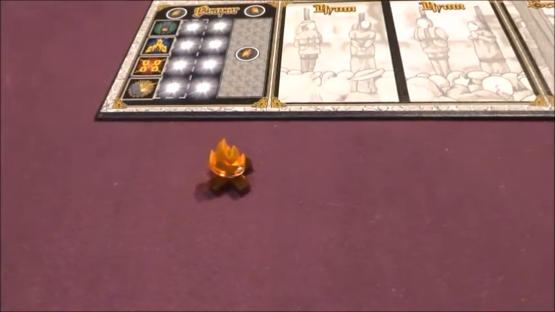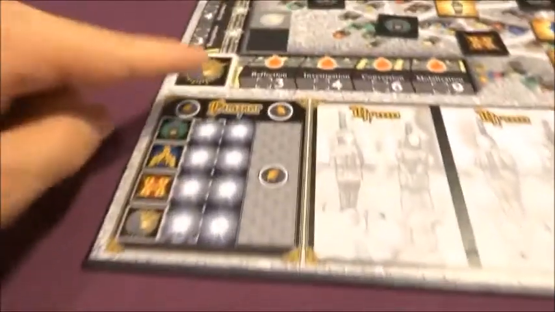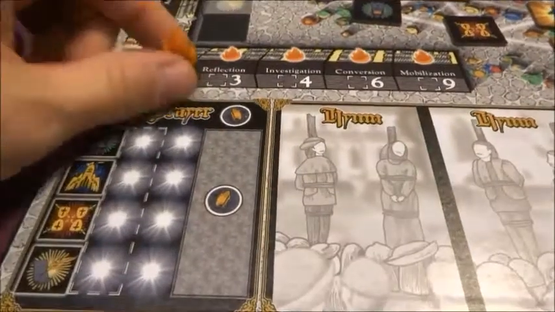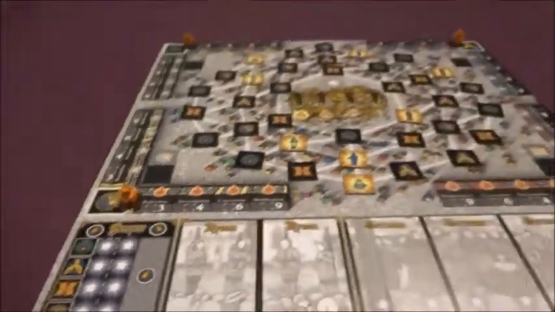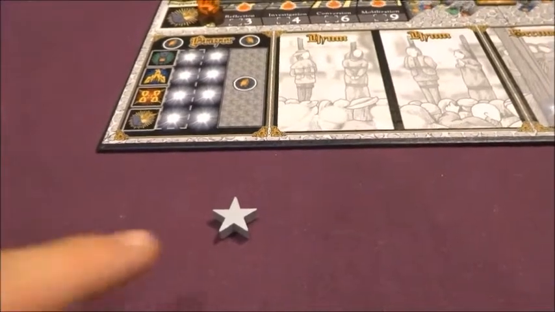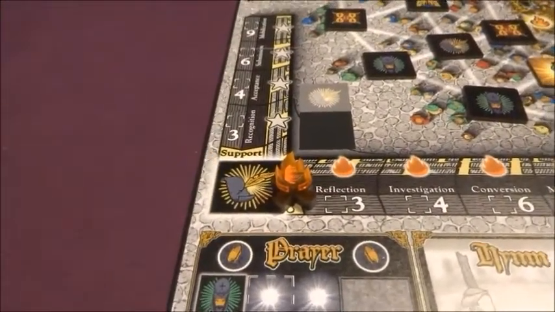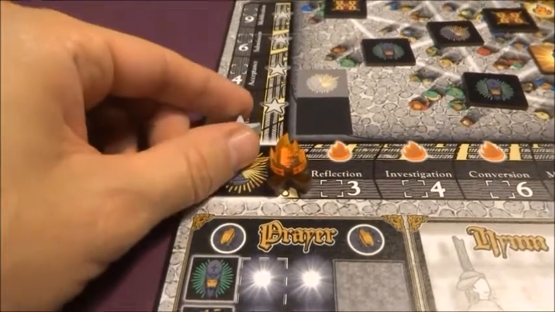Next, place the 4 condemn trackers, which are these flames, on the word condemn on each of the 4 buildings in the corners. Place the 4 support trackers, which are the stars, on the word support on each of the 4 corner buildings.